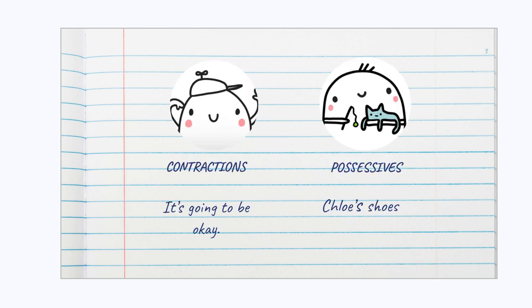So there are two places where we use the apostrophe, just two. We use it for contractions. Contractions are when we use that apostrophe in place of missing letters, like it's going to be okay, it is going to be okay. The other place where we use it is for possessives, usually in the form of an apostrophe S, although there are other places where we also use possessives, and I'll be talking about that today.